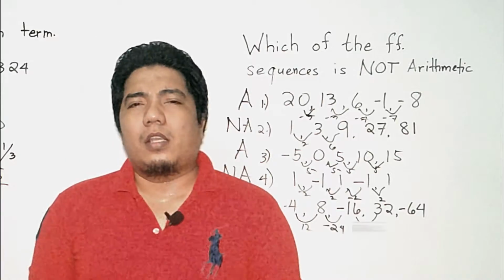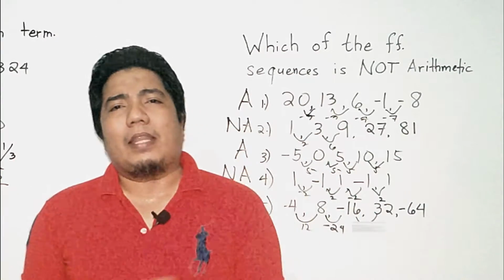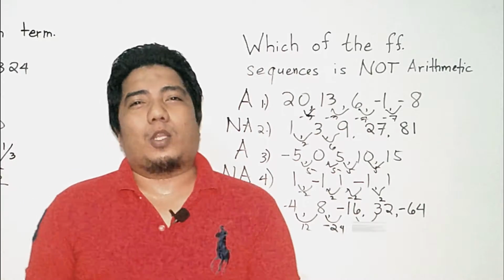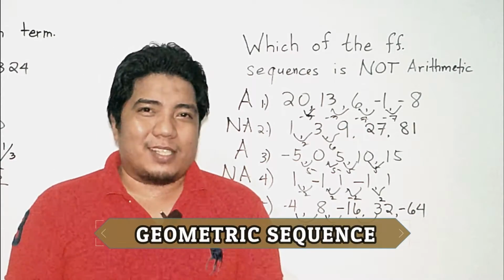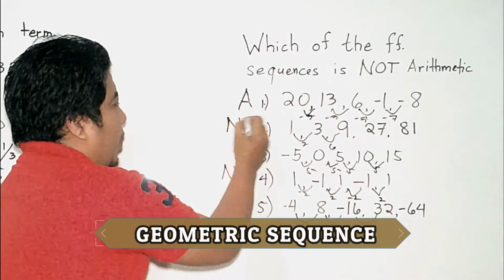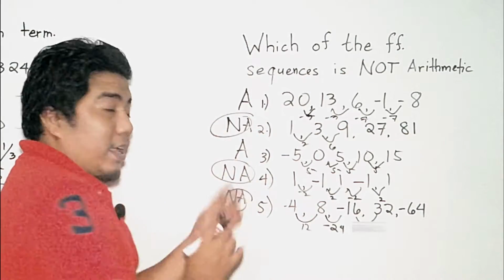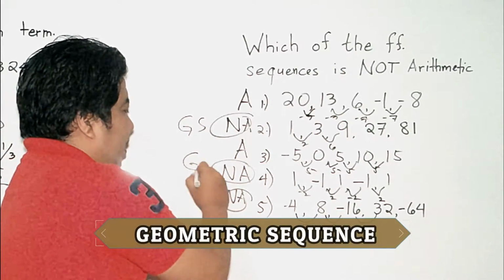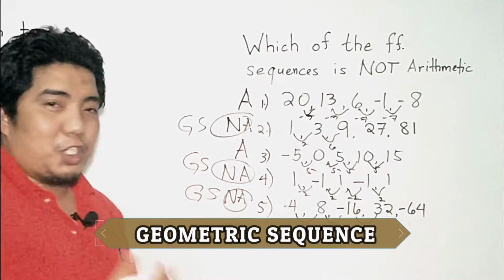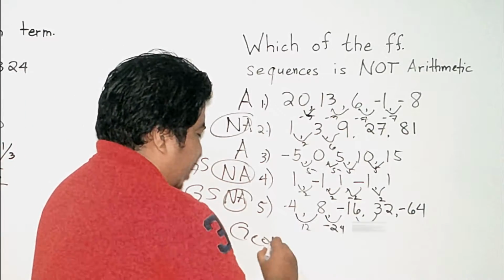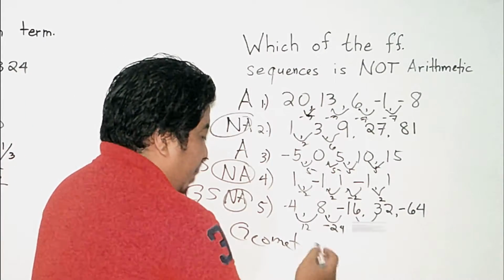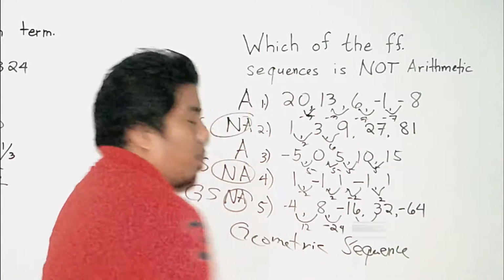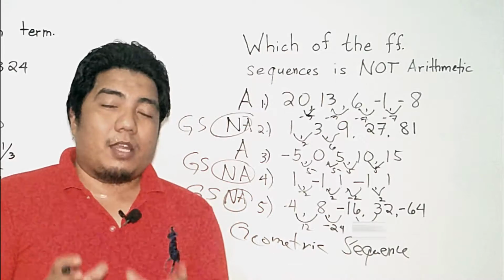Now, the question is, Sir Ash, this is not arithmetic. So, what is this kind of sequence? Okay, that is what we call geometric sequence. So therefore, we can just say that these non-arithmetic sequences are what we call geometric sequence, or GS. The spelling is G-E-O-M-E-T-R-I-C and then sequence.